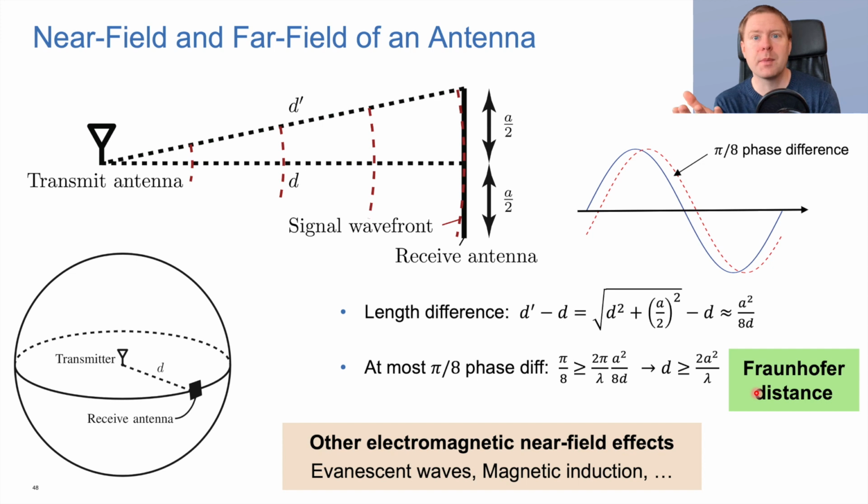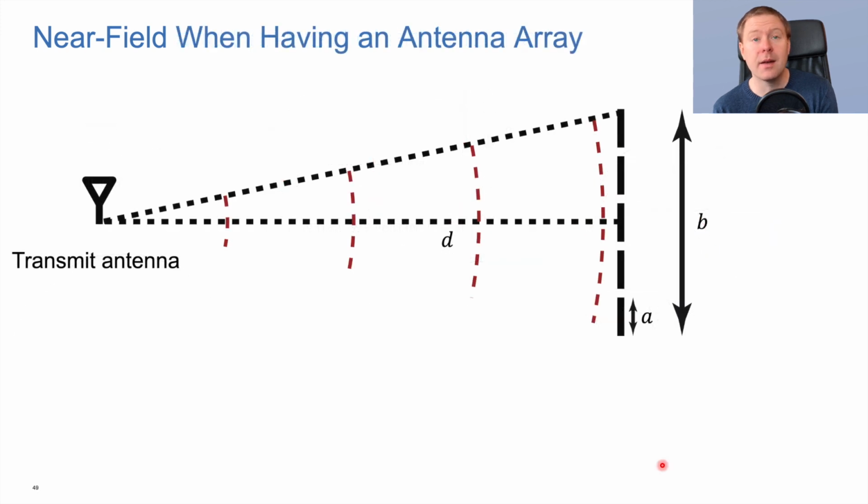And there are also other electromagnetic effects that appear. There are evanescent waves. There are magnetic inductions, which are, for example, utilized in order to charge different devices, and which are used in RFID, for example. But in general, if we are computing the distances to an antenna, we are much further away than the Fraunhofer distance. But if we are applying the same concept to arrays, then we might not be that far.